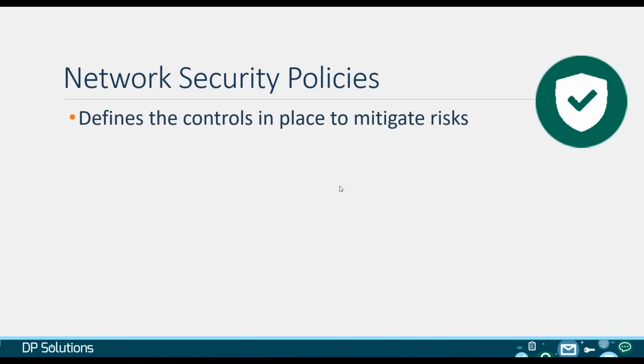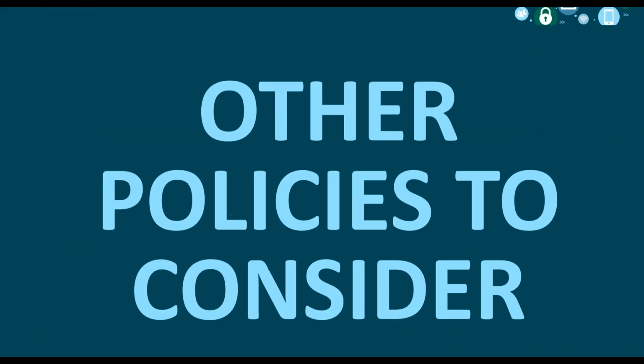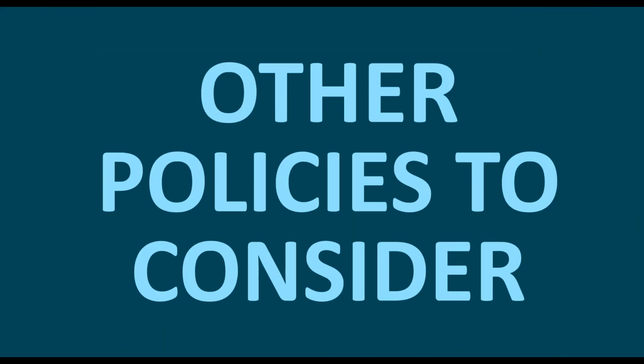We have network security policies. So this is a little more technical, but this should just define controls in place to mitigate risks and justify the investments made in technology to prove due diligence. It's basically a documentation sheet. So we're just going to go with the network security policy.